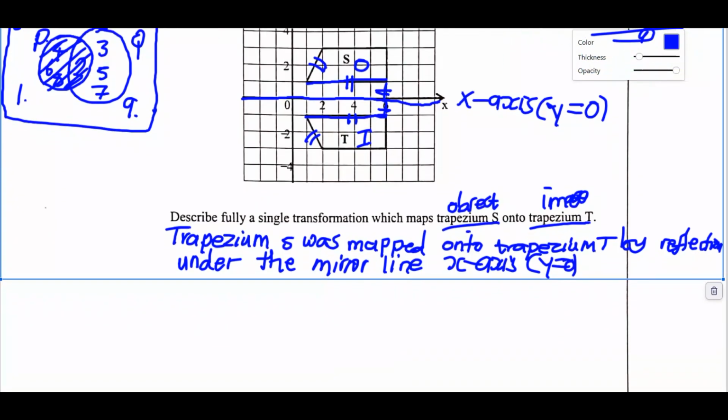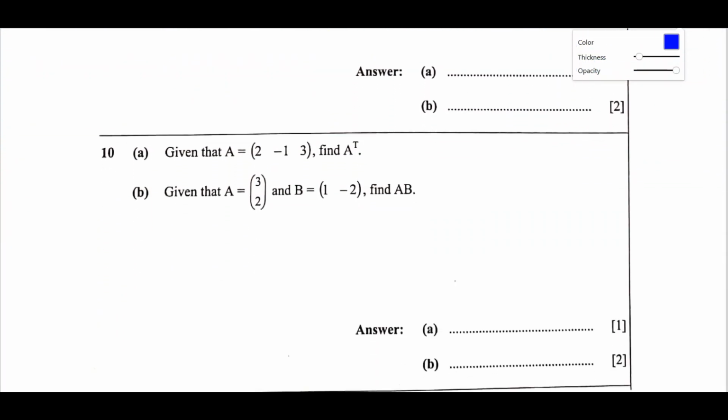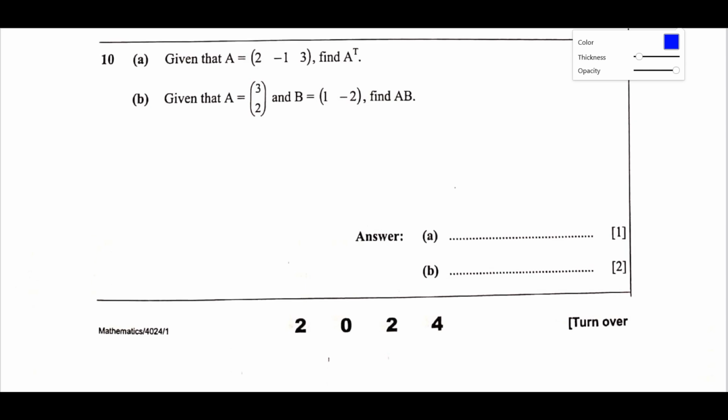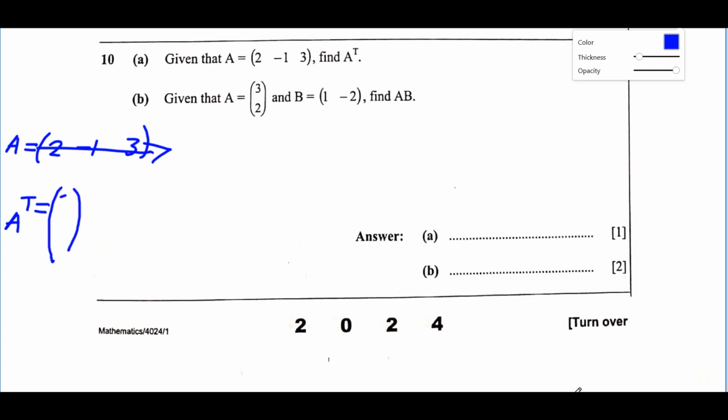Right, so we can now move on to question number 10. So question number 10 is coming from the topic of matrices. So we have question 10a, given that we have the matrix A, 2, negative 1, 3. So we want to find the transpose of matrix A. So the row of the first matrix becomes the column of the second matrix. So that's a formula. So the 2 here, negative 1 here, 3 here. So that's our final answer.